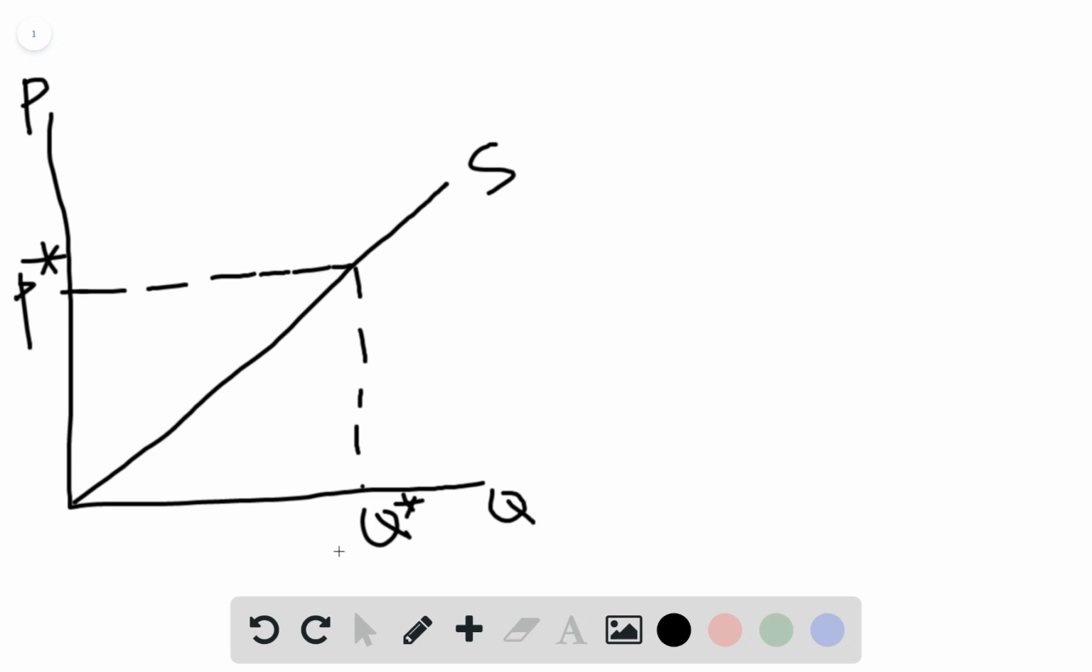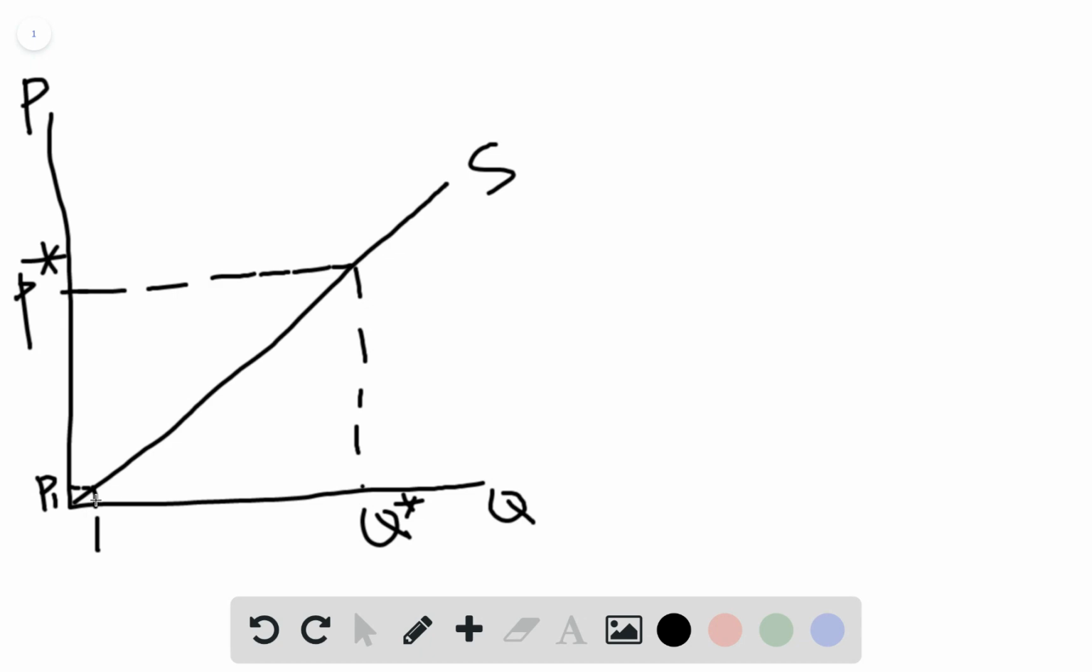Okay, so what do I mean by producer surplus? Let's think about the very first unit of the good. At the very first unit of goods, the marginal cost of the good is pretty low. So the price the firm is willing to accept is also very low. We probably mean this P1 here.